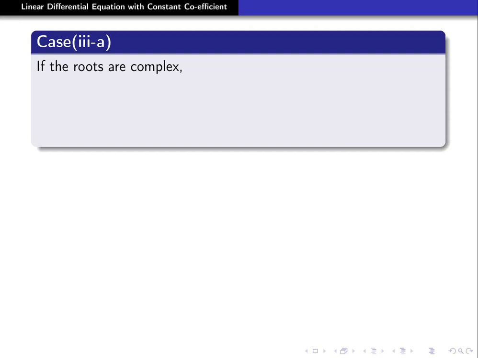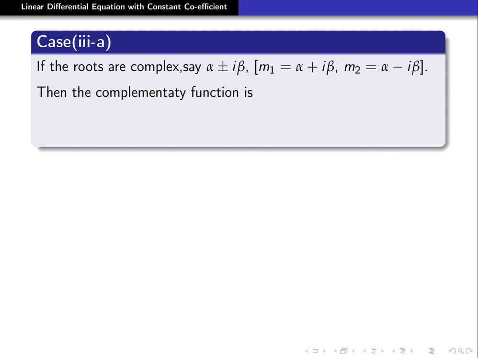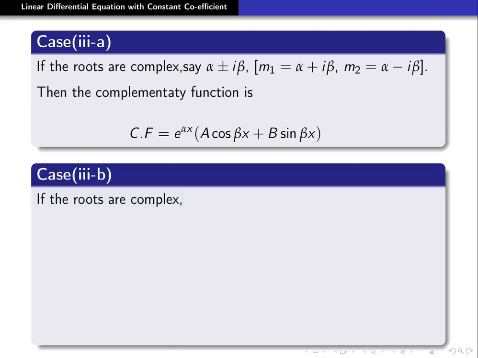Next, case 3. In the previous cases we discussed real roots. Now the roots are complex, say alpha plus or minus beta. So M1 is nothing but alpha + i beta, M2 is nothing but alpha - i beta. Therefore the complementary function is e^(alpha x) (a cos beta x + b sin beta x). Here we can replace the alpha and beta values, so we will get the complementary function.